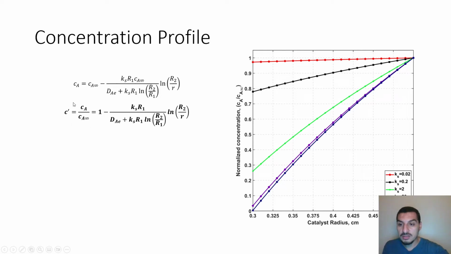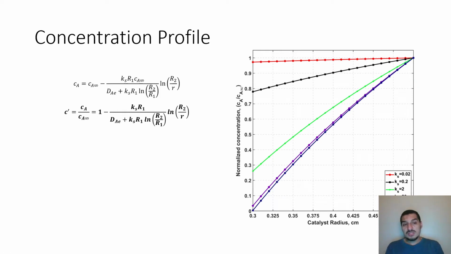What I did is I plotted C dash, which I call here the normalized concentration, versus the catalyst radius. So I did the calculation. The actual value of Ks is 2. So this is the actual concentration profile. You see here it starts at C infinity, which makes C dash equal to 1, and ends up at C AS over C infinity equals 0.27, 0.28, something like this.